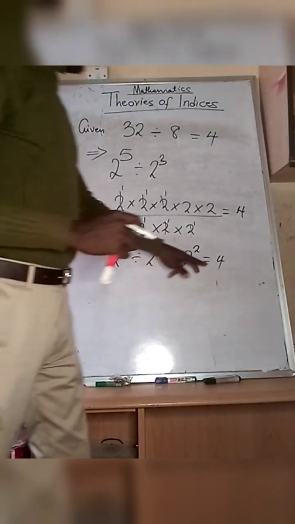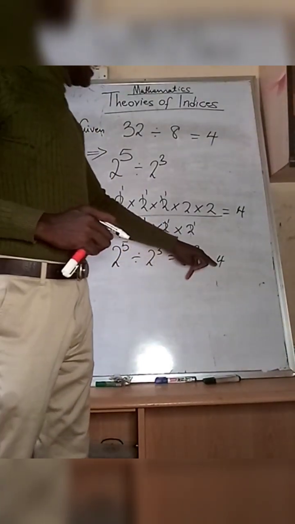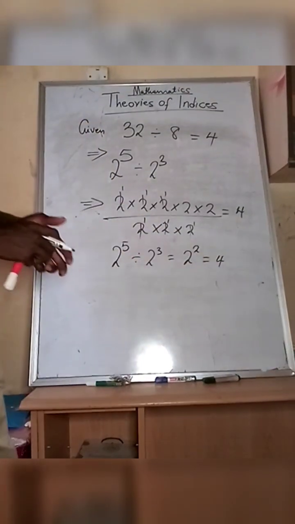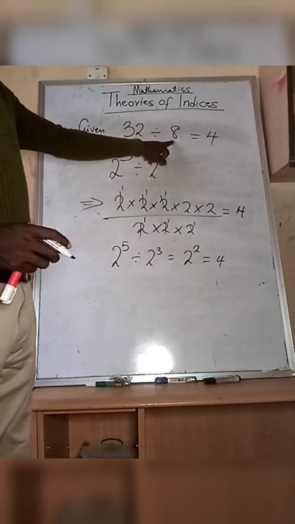Now, one thing I am trying to establish here is the fact that this does not negate the fact that 32 divided by 8 is equal to 4.